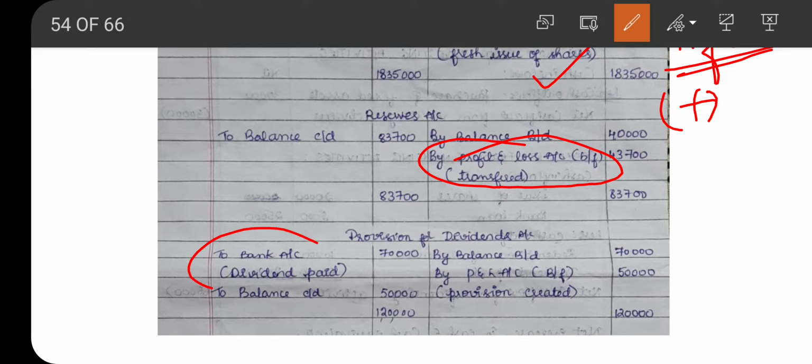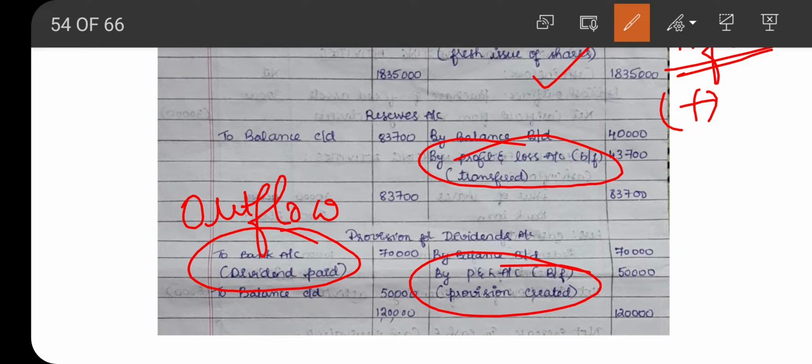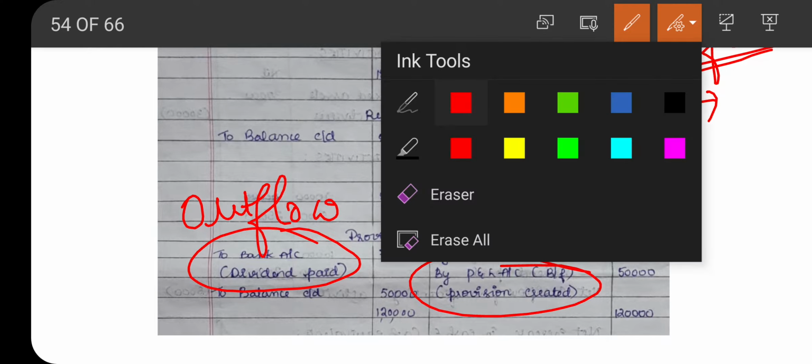Then this dividend paid, under provision for dividend, so it is an outflow. It is an item of outflow of cash. When they pay dividend, cash will move out of the organization. So you need to deduct it. The outflow items are to be deducted under the head cash flow from financing activity. And this provision is a non-operating expense. So you need to add it to the closing balance of profit and loss account.